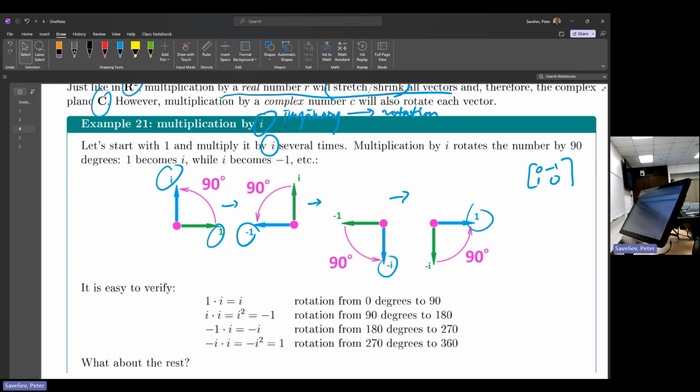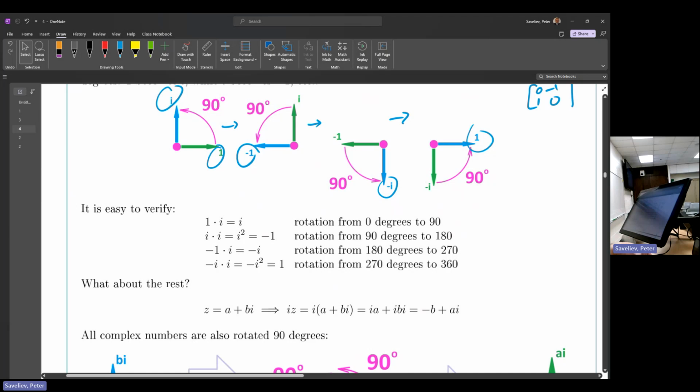So 1 times i is i, multiply by i one more time, you have i squared, which is -1, then multiply by i again, I have -i, multiply by i one more time and have 1. So multiplying by i 4 times, I come all the way back to 1. You can demonstrate that it's exactly the same story for any number.